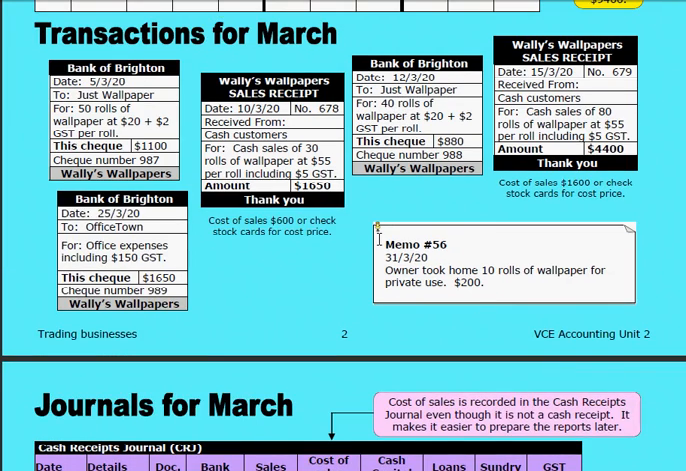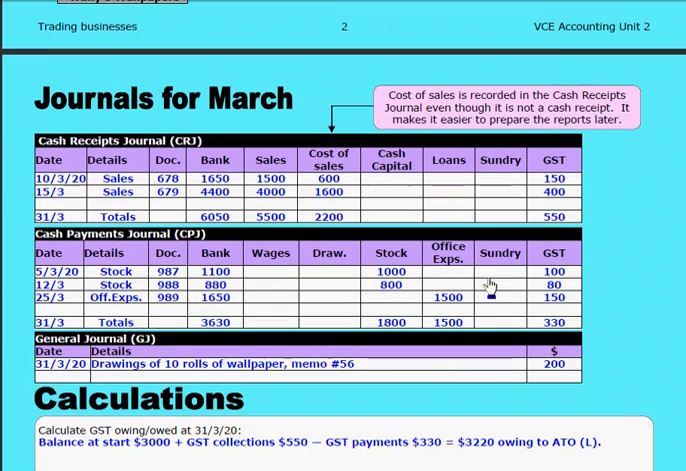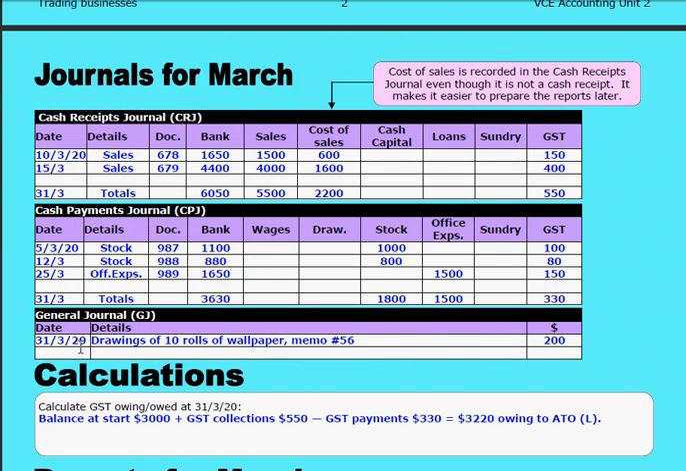And of course, this last transaction is the drawings. That's a general journal transaction. So in the general journal, the date, explanation of the transaction, including reference to the memo number 56. And of course, there's $200.